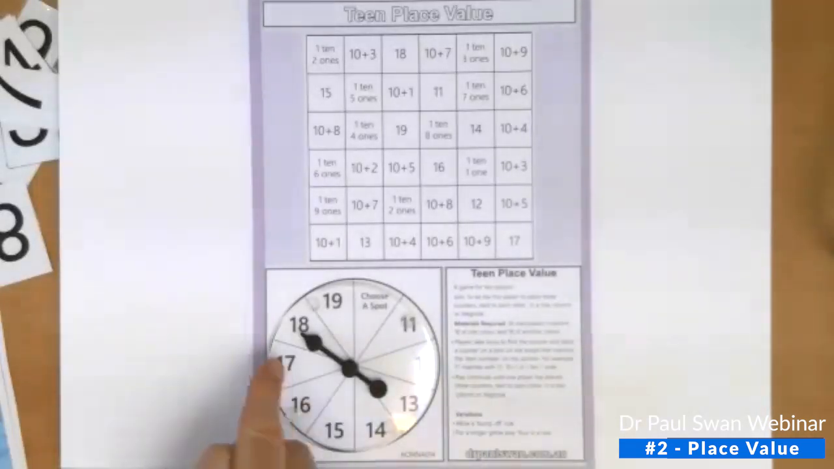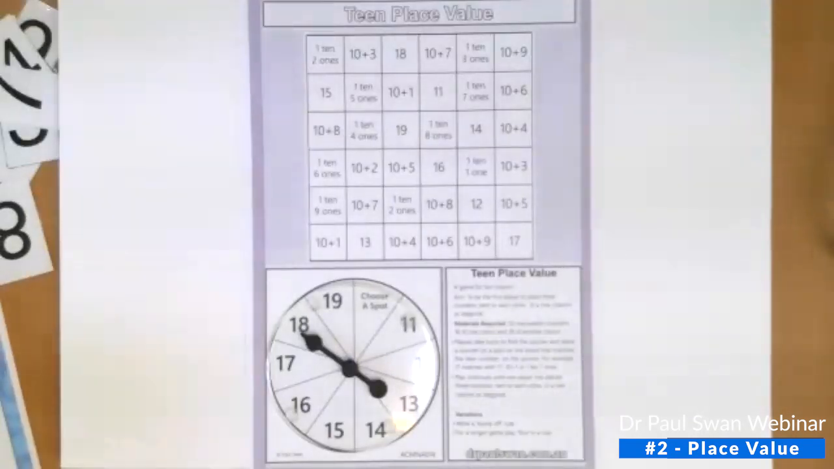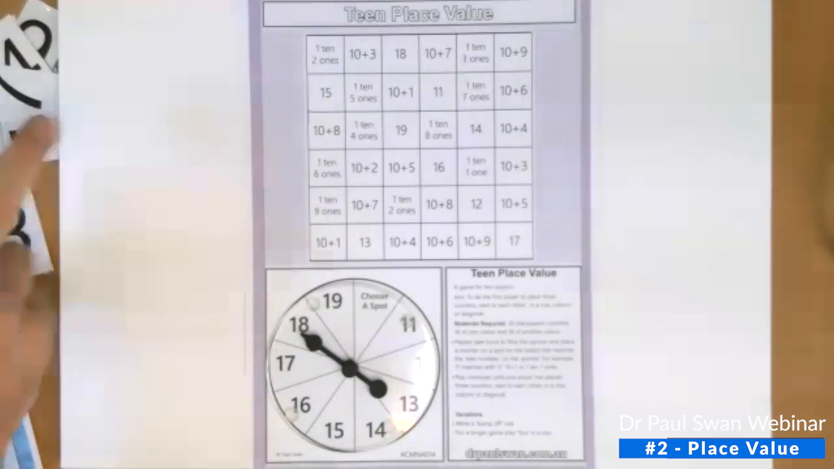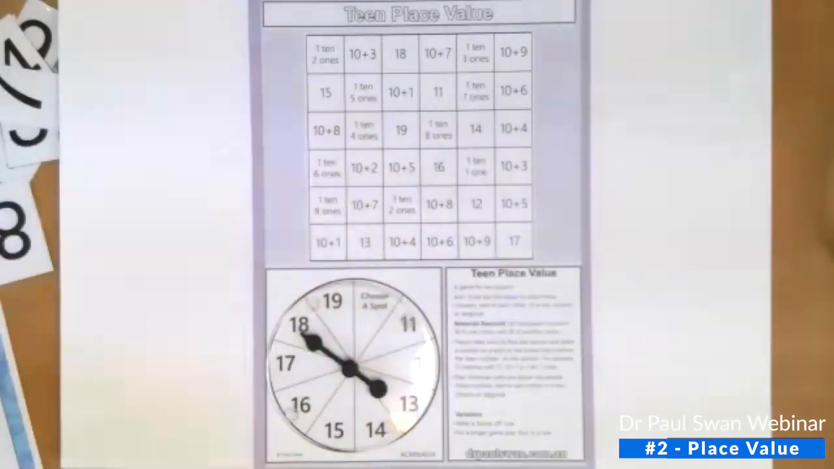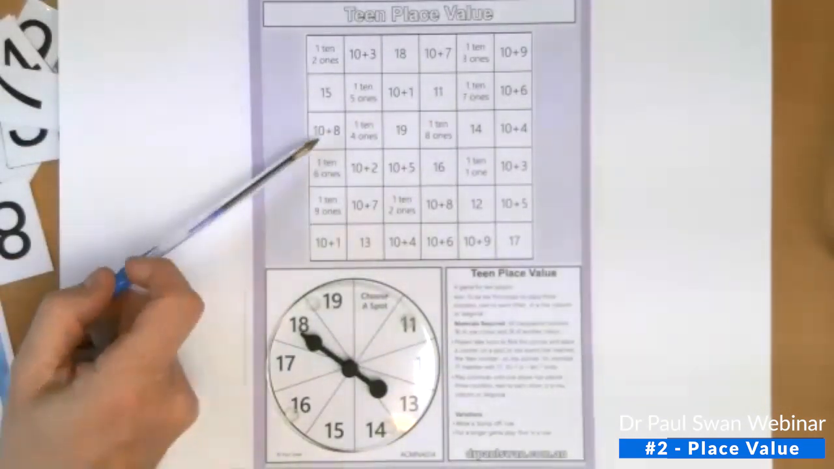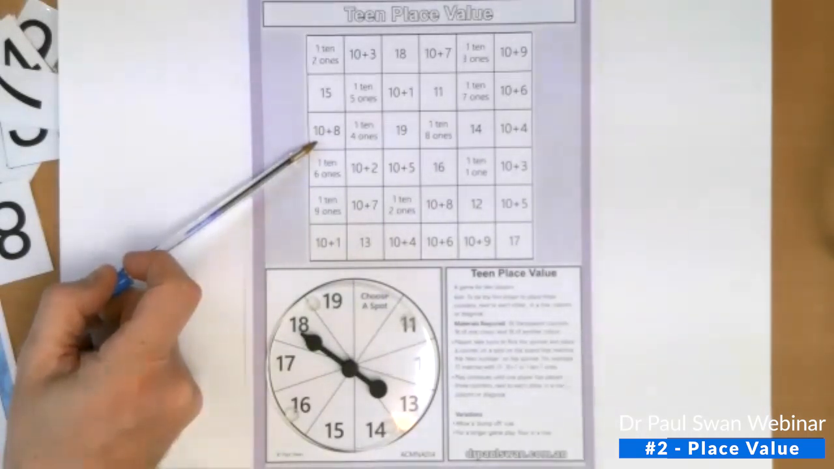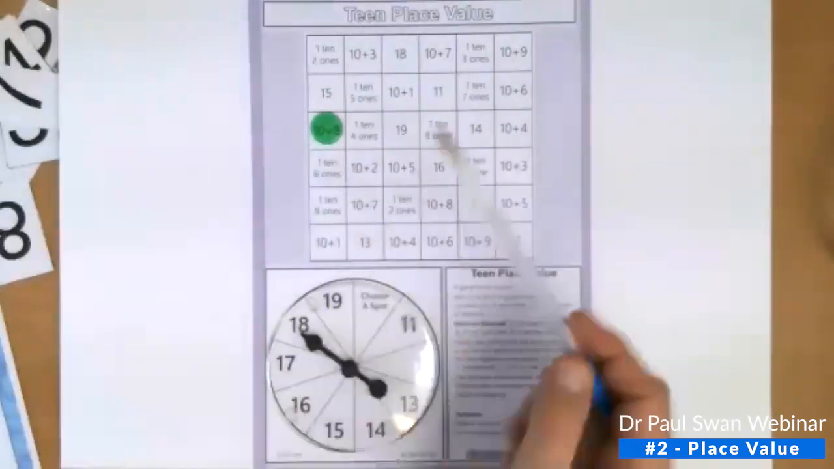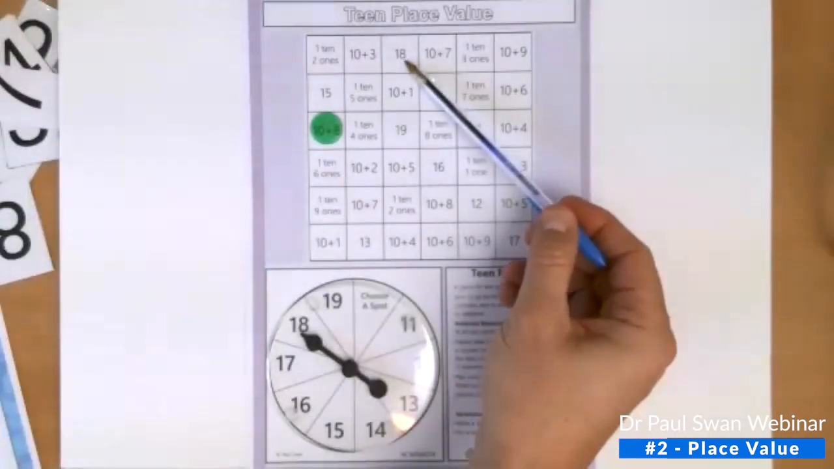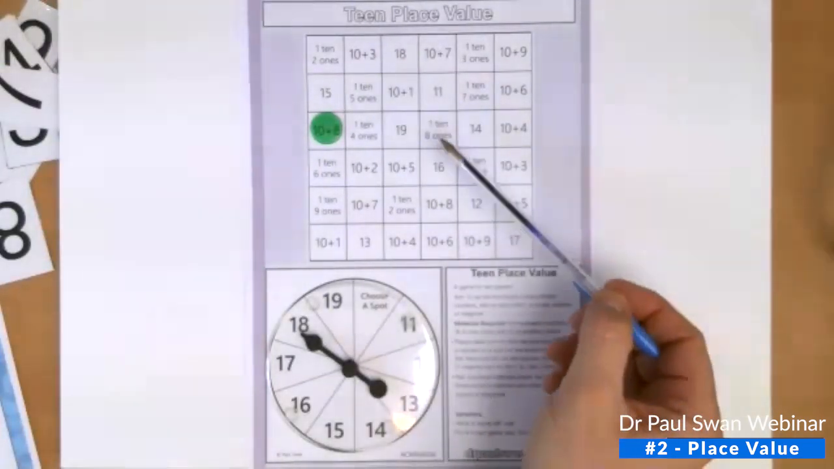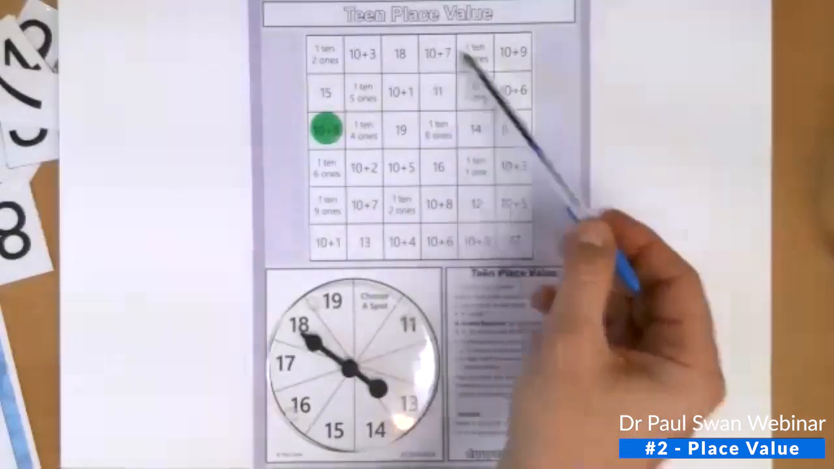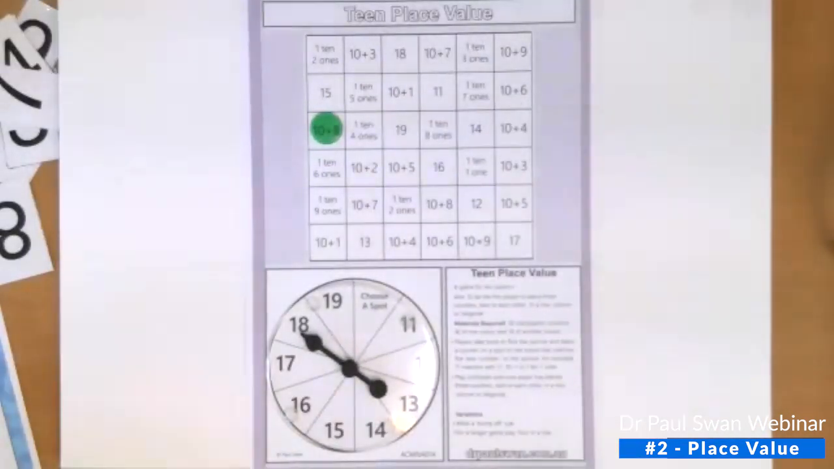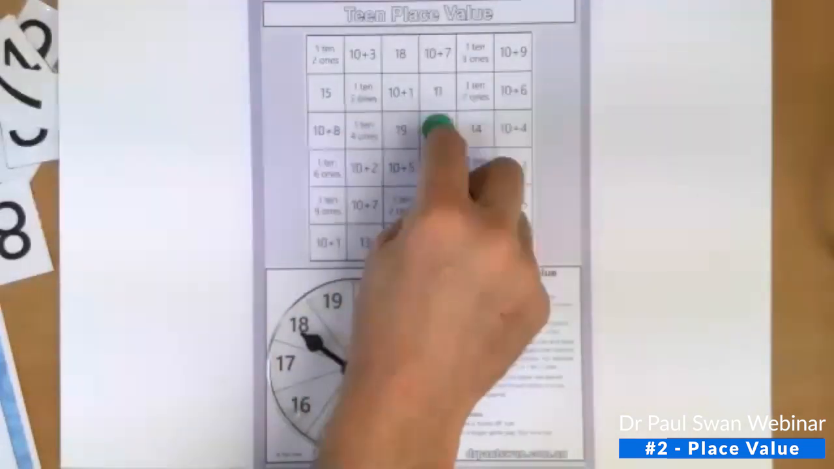You spin up a number, in this case it might be 18, and I'm looking for a representation of 18 to put my counter on. So for example, you might spot it here, and I'll just point it out to you. 10 and 8 would be an example of 18, and I could put my counter on that one. However, there's another representation of 18, and there it is there. And there's another one here, 1 ten and 8 ones. In fact, there'll be about 4 representations of 18, and I could have put my counter on any one of those.